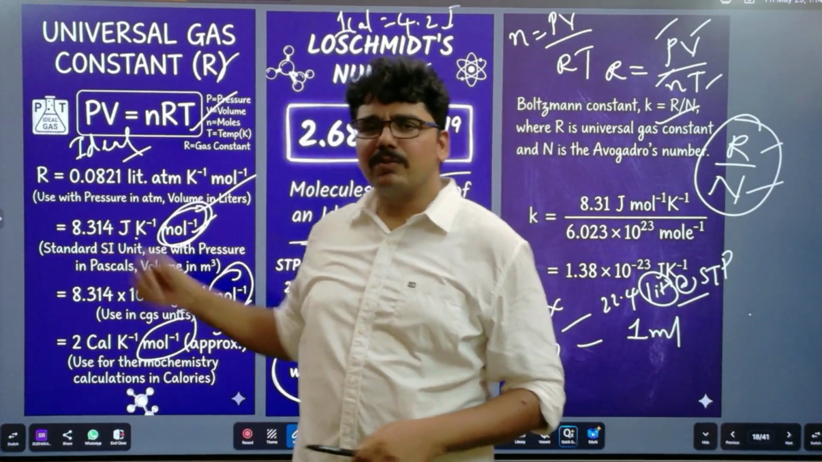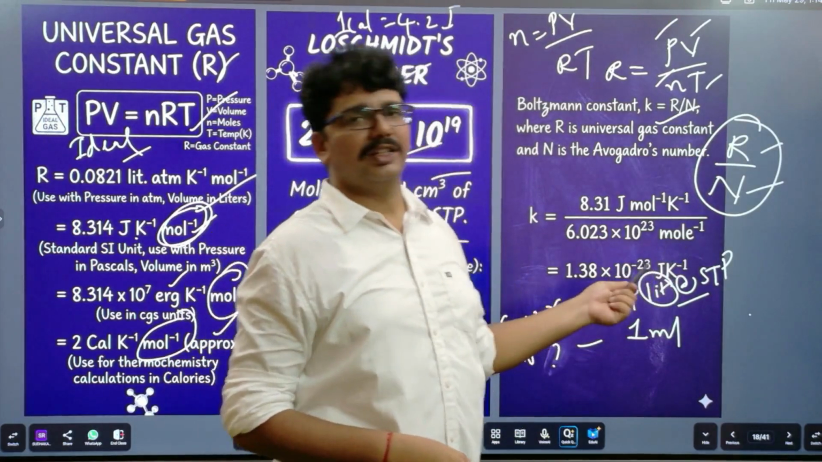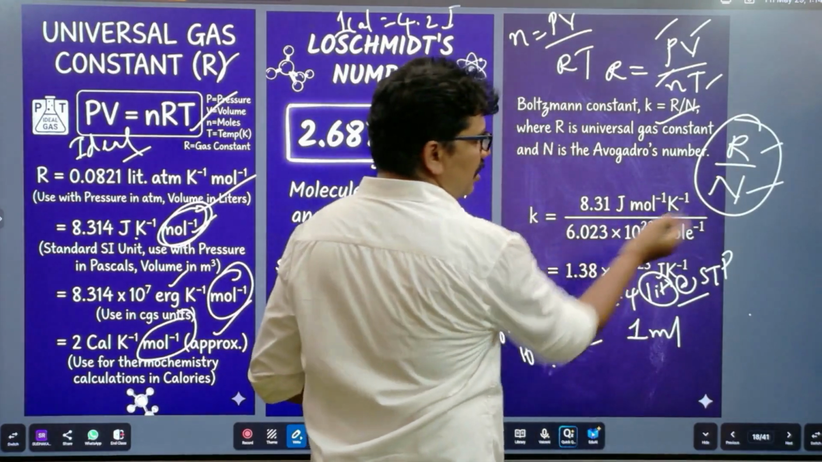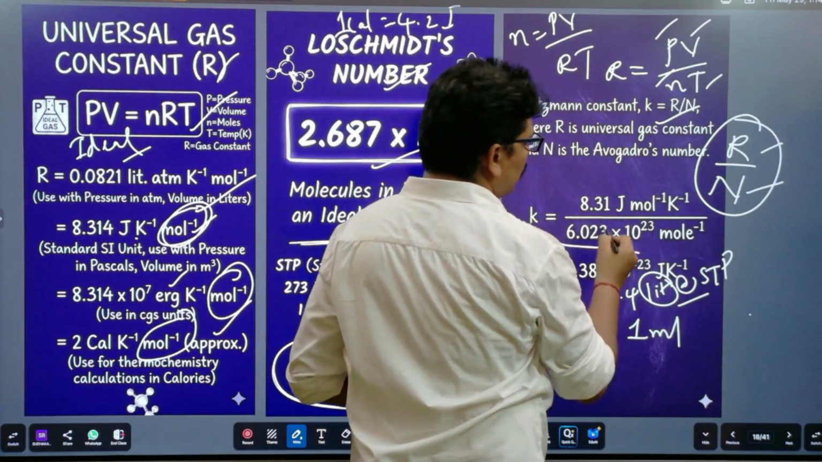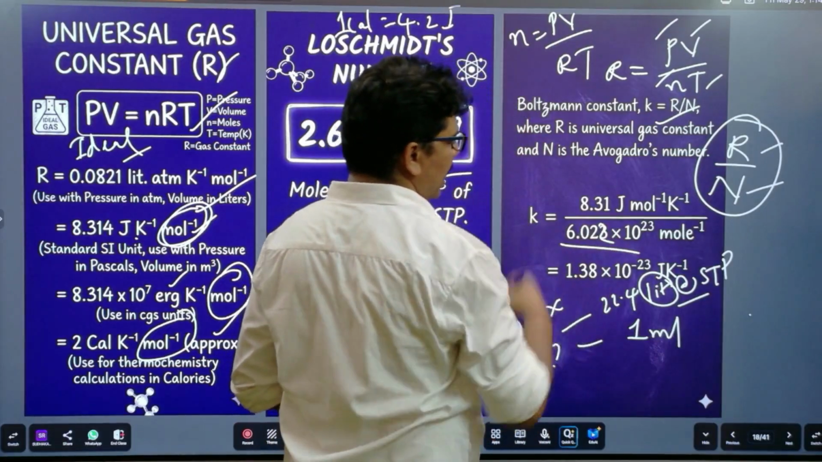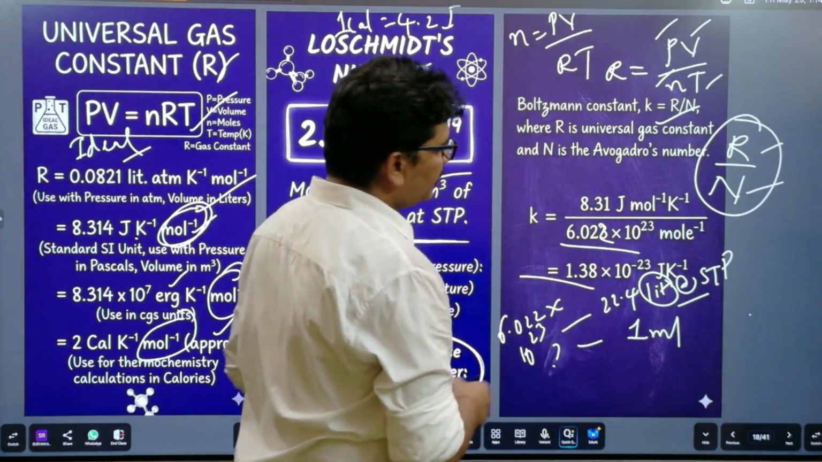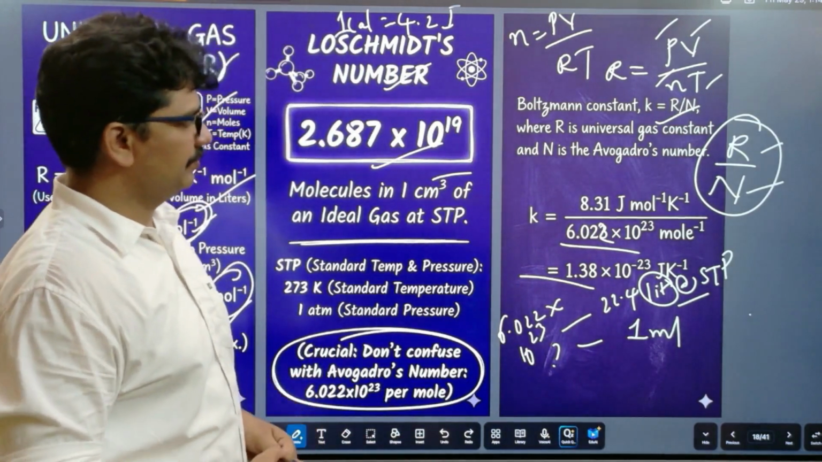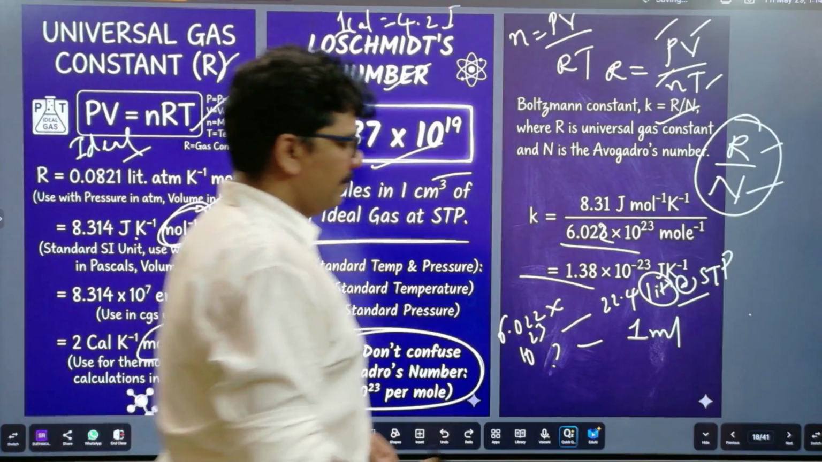This constant is per mole. This constant is per molecule, the Boltzmann constant. So 8.314 is the R value, Avogadro number 6.022 into 10 power 23. This calculated value is what? 1.38 into 10 power minus 23. Boltzmann constant.